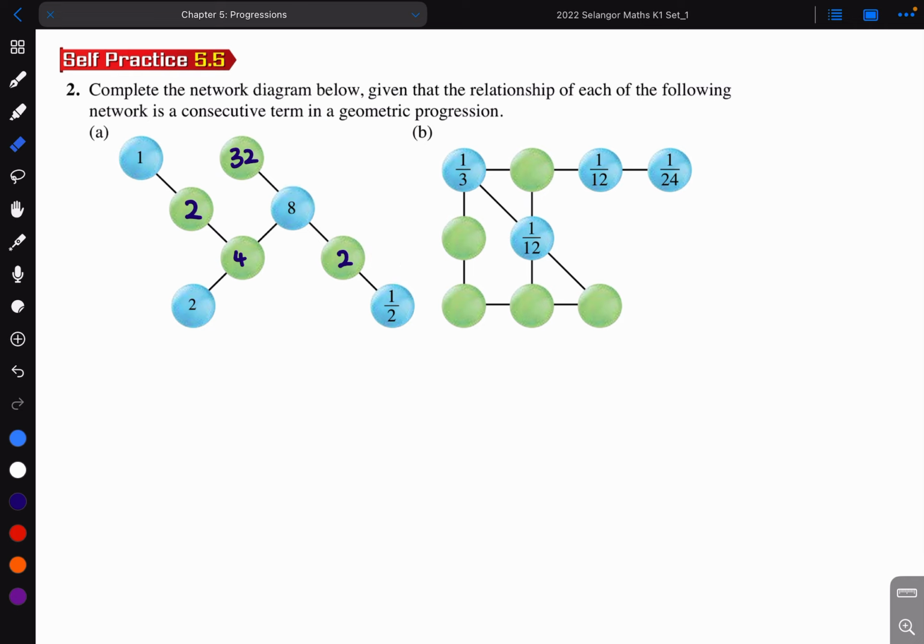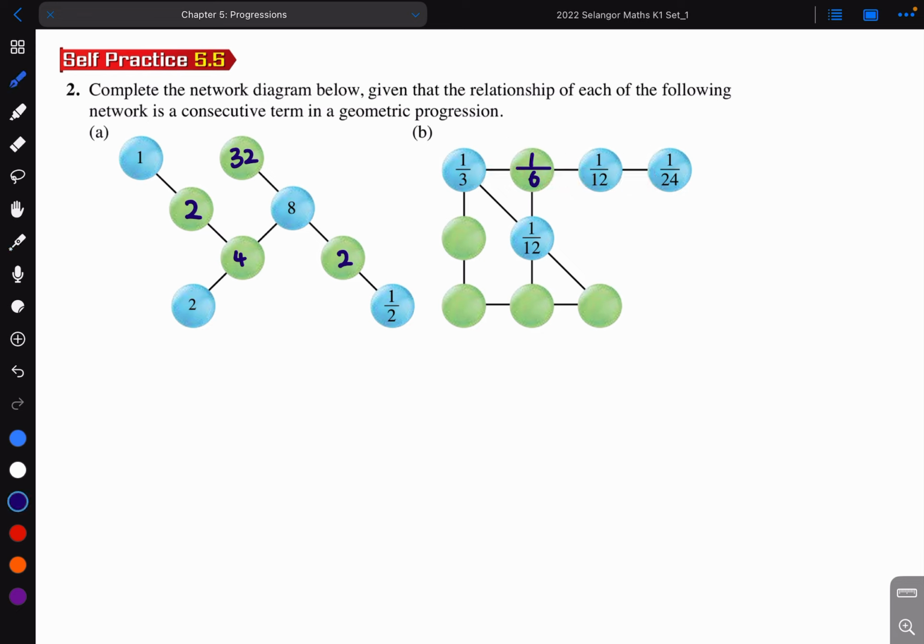Right. Here 1 over 3 becomes something, then becomes 1 over 12, 1 over 24. So 12 has become 24, so maybe times 2. So let's try. So 3 times 2 we get 6. Let me write it properly, 1 over 6. So let's check. 3 times 2 becomes 6, 6 times 2 12, 12 times 2 24. Settle.